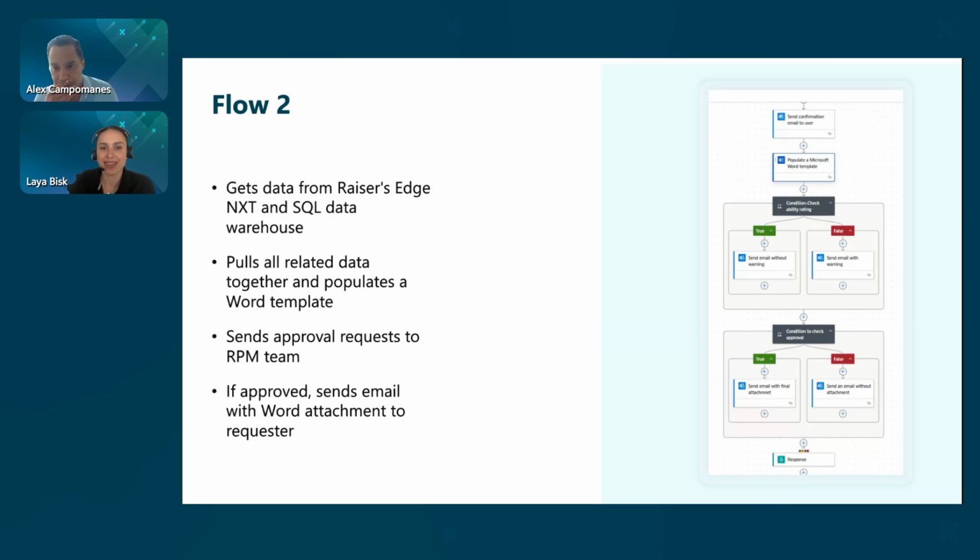Okay, so there you've got the confirmation to the user, which is the email to the fundraiser, and then populate Microsoft Word template. That's really where all of the work happens within that one item in the flow, and we're going to drill into that next. The next one is the email gets sent to RPM with or without the condition of the old data. And then finally, the check for the approval to send the document to the fundraiser. Okay, next slide.